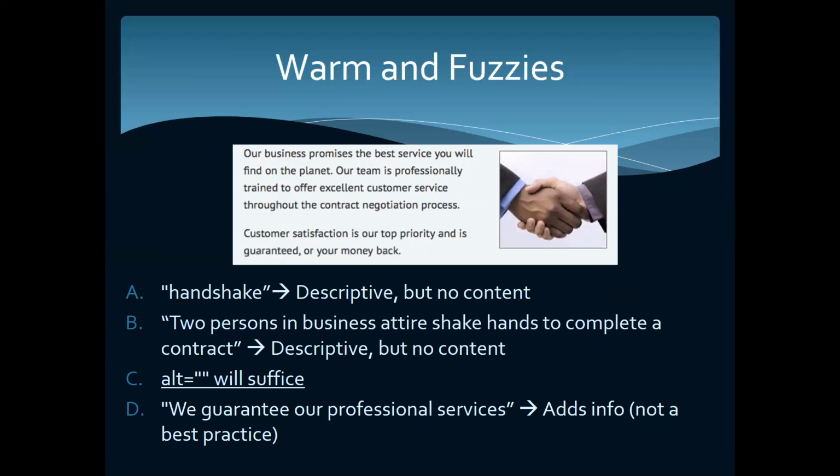Options A and B are descriptive of the image, but don't convey an equivalent of what the image itself is conveying. They just describe what's going on, a handshake or two persons in business attire shaking hands. In other words, the image is mostly decorative. Option D is definitely not correct because it injects additional information into alt text. This is really bad practice.